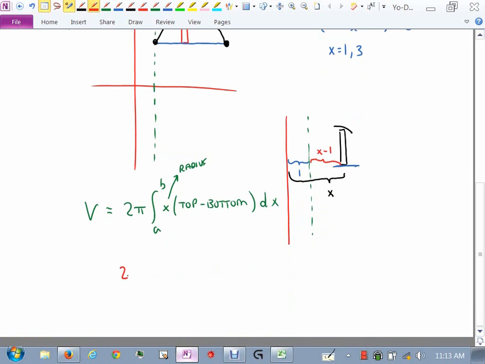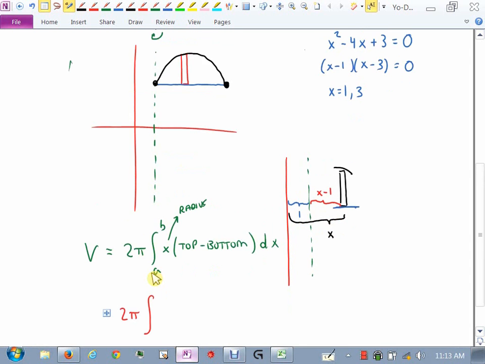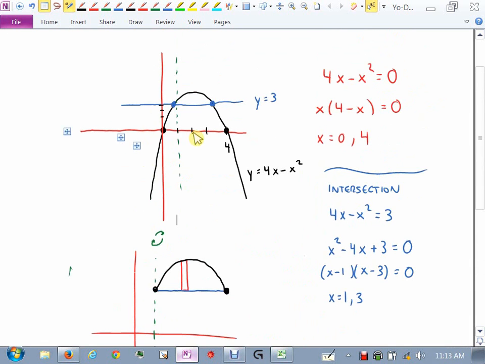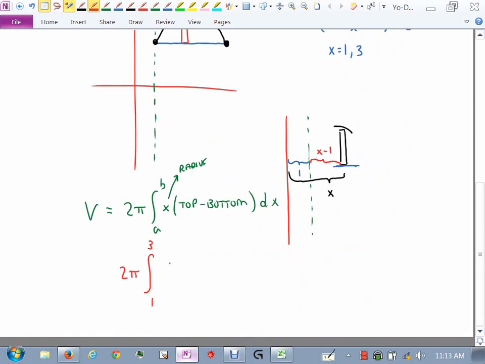So we should have here 2 pi integral from, where were our points of intersection? 1 and 3, right? So 1 to 3. And that, remember, I'm getting that off of this, right? Here was this first point, 1, and the second point right here was 3. So I'm going from 1 to 3 of x minus 1. And now your top function, 4x minus x squared, and then minus your bottom function, which would be minus 3, and then dx.